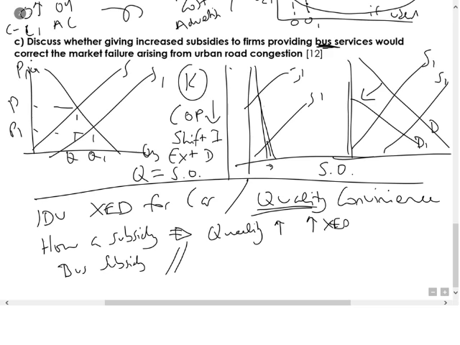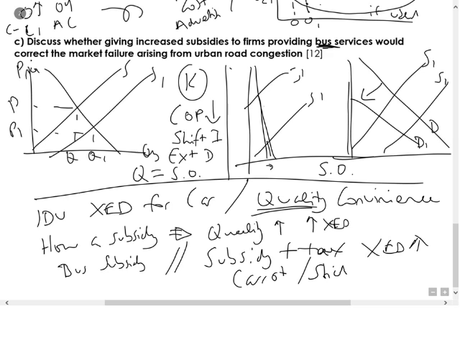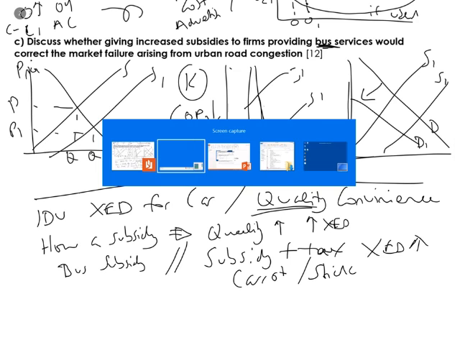Or you could also argue that a subsidy plus a tax would be more effective, as the same reason you would increase the cross elasticity of demand. So you have a carrot and a stick. The carrot of the subsidy, the stick of the tax on cars, and added together, this would be the most effective way of doing it.